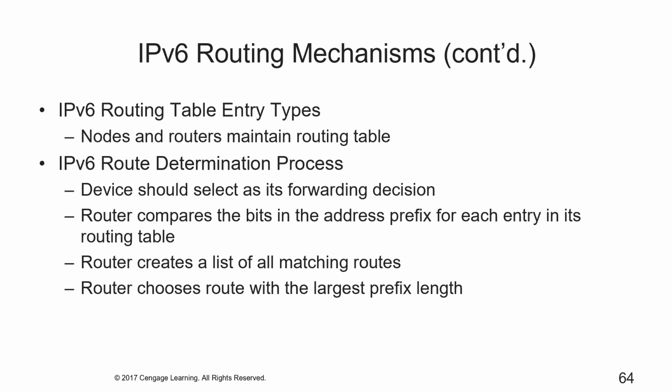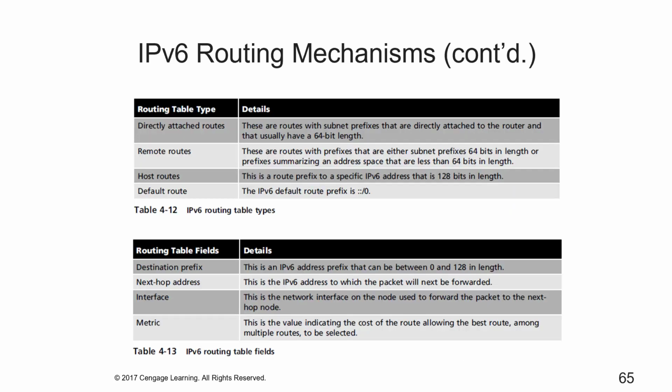In terms of IPv6 routing table entry types, nodes and routers maintain their routing tables. And in the route determination process, a device should select as its forwarding decision. A router compares the bits in the address prefix for each entry in its routing table. A router then creates a list of all matching routes, and a router chooses the route with the largest prefix length. Here's an example of the IPv6 table fields.